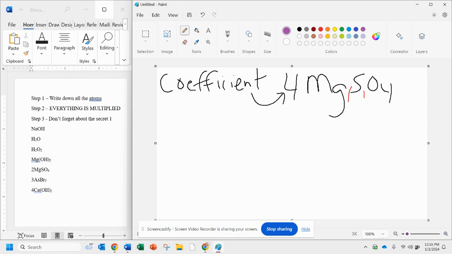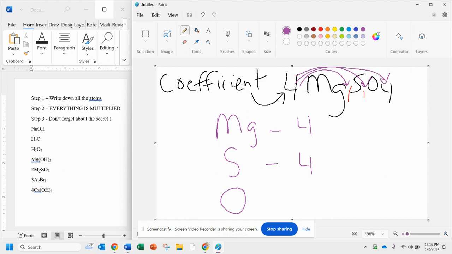So here comes our step 1. Write down the atoms. We have a magnesium, we have a sulfur, and we have an oxygen. So when we have a coefficient, again, we're multiplying. So 4 times 1 is 4. 4 times 1 is 4. And 4 times 4 is 16. So we have 4 magnesiums, 4 sulfurs, and 16 oxygens in here.